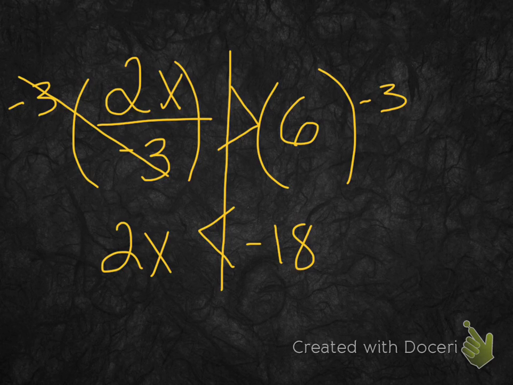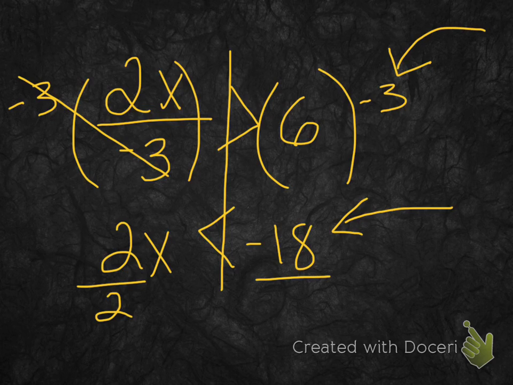2x is less than negative 18. It doesn't matter that your answer is negative. It has nothing to do with flipping the sign. The only thing that matters is if you actually divide or multiply by a negative in your process step to get the x by itself. Last step, dividing by a positive 2, no need to switch. X is less than negative 9.